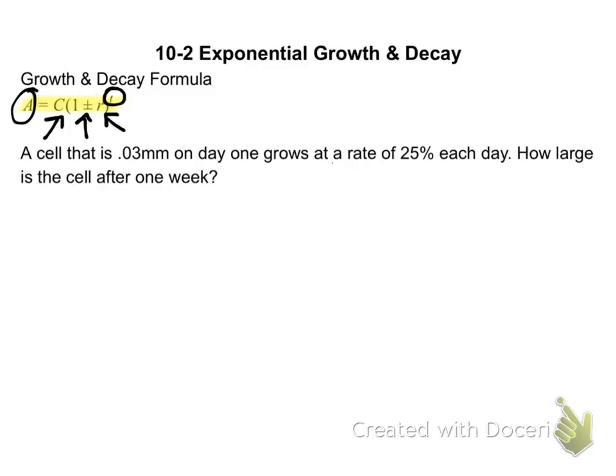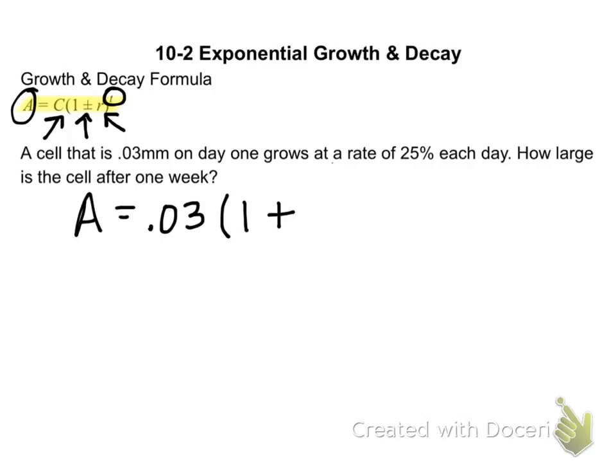It says a cell that is 0.03 millimeters on day 1 grows at a rate of 25% each day. How large is the cell after 1 week? So I don't know my ending amount. My beginning amount is 0.3. And then I have 1. 1 is always going to be there. That tells you I'm taking the previous growth and adding my rate or subtracting my rate each time. So then I'm going to add.